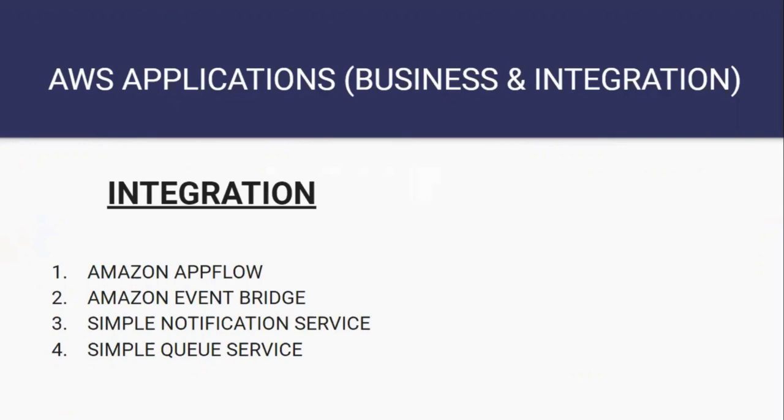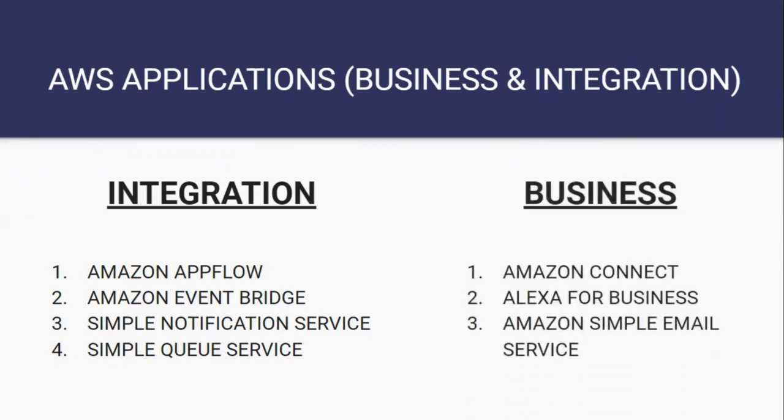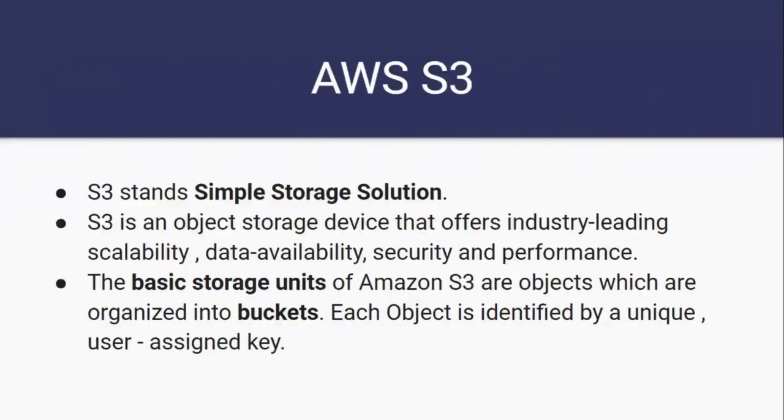And here come some of the AWS applications categorized into integration and business purposes. For the integration purpose, some are Amazon AppFlow, Amazon EventBridge, Simple Notification Service, Simple Queue Service. For the business purpose, there are Amazon Connect, Alexa for Business, Amazon Simple Email Service. Now, next is a brief introduction to the AWS S3 service.